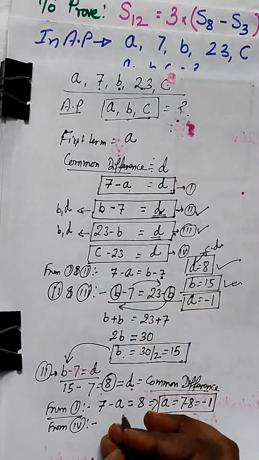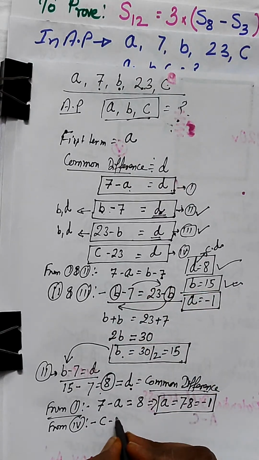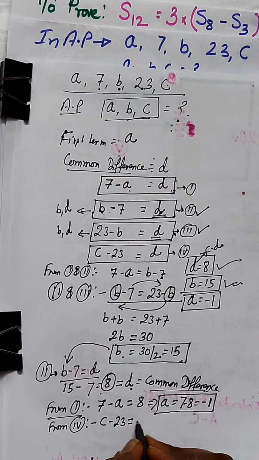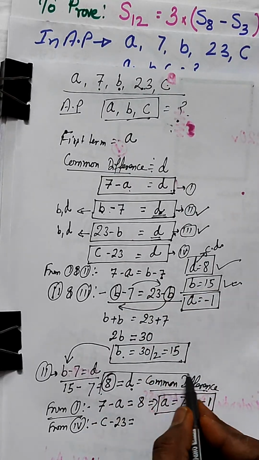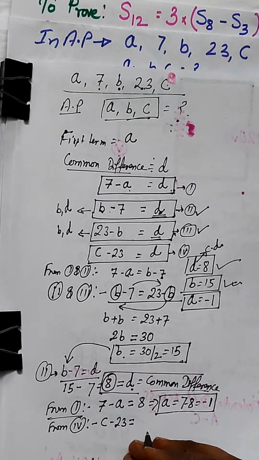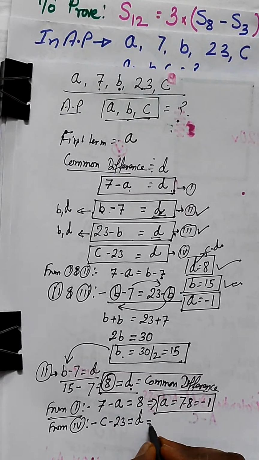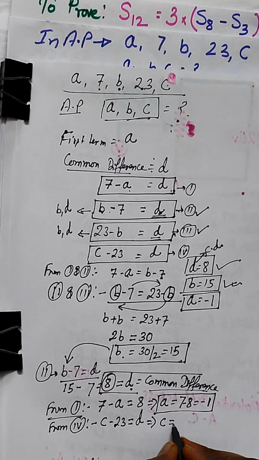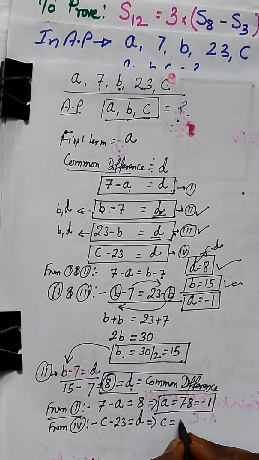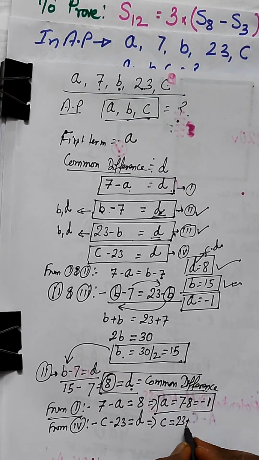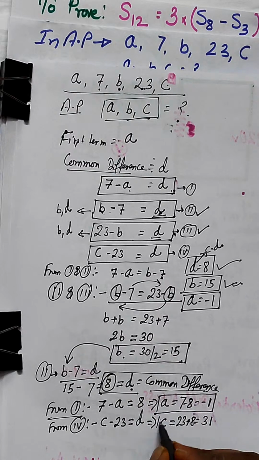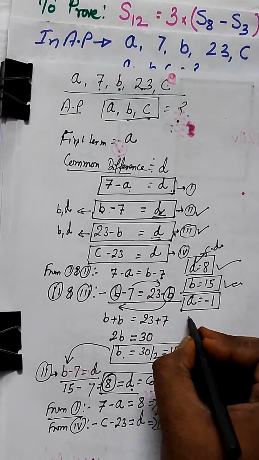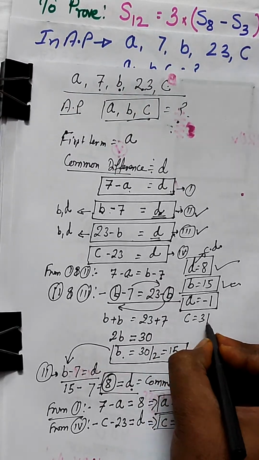From equation 4, C minus 23 is D. C minus 23 is D, and the value of D is known to us here: 8 equals D. Just put it in and calculate the value of C as D plus 23. That means 23 plus 8, which comes as 31. So the value of C is 31.